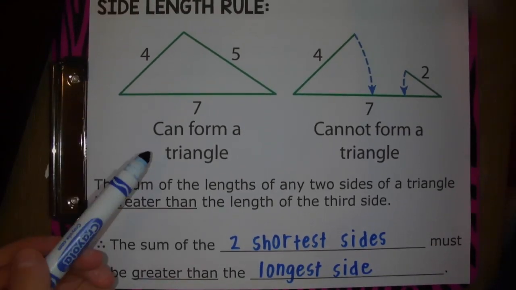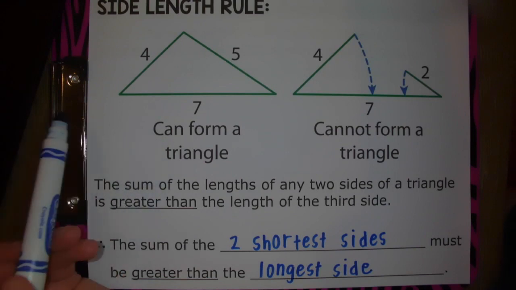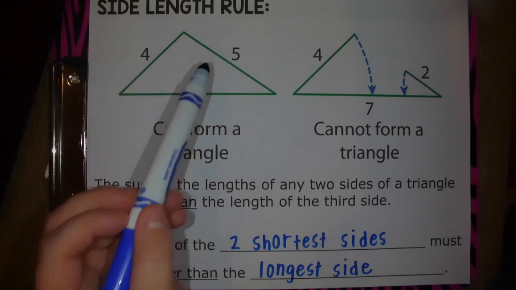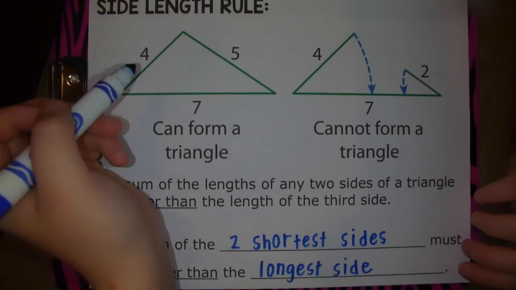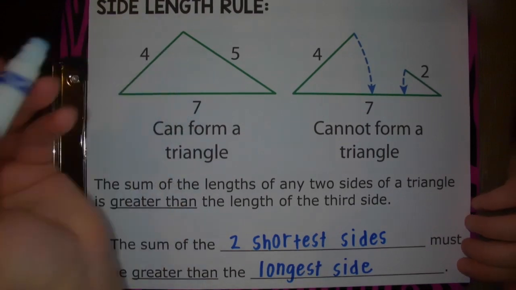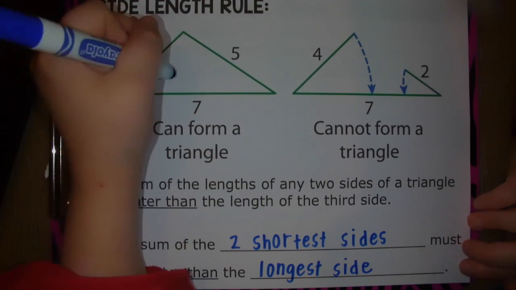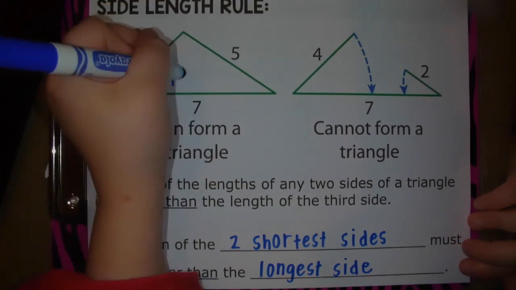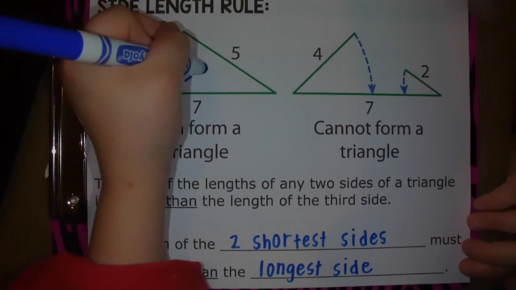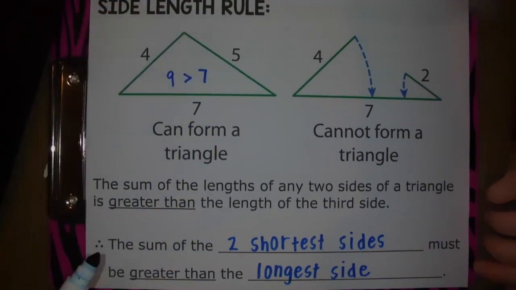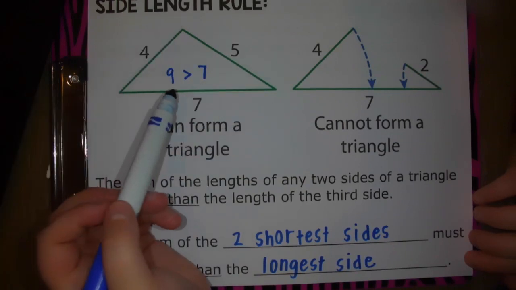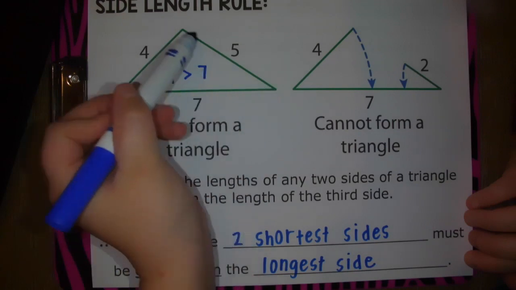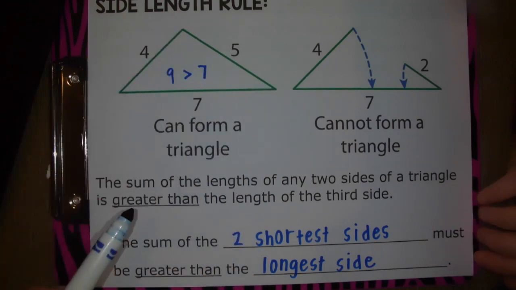So, starting with this one that actually is a triangle. We have side lengths of 4, 5, and 7. If we follow our rule, the sum of the 2 shortest sides must be greater than the longest side. So our 2 shortest sides here are 4 and 5. The sum of those 2 numbers is 9. And is 9 greater than the longest side of the triangle of 7? Yes. And that's exactly why we're able to complete a full triangle here. We have our longest side of 7. 9 units will certainly cover 7 units.